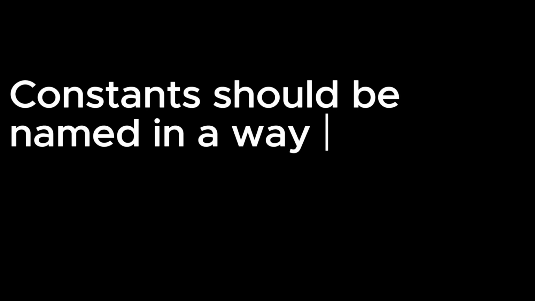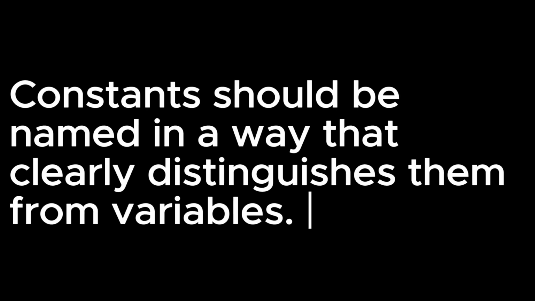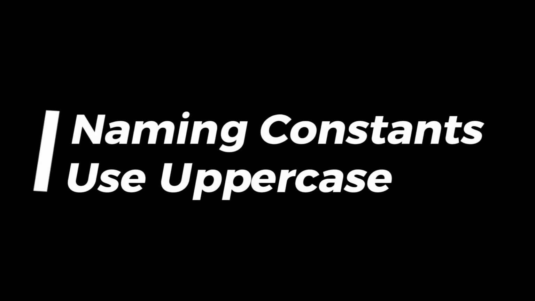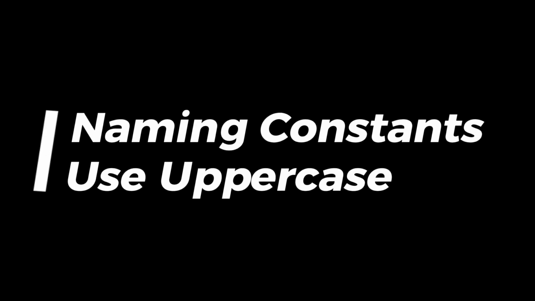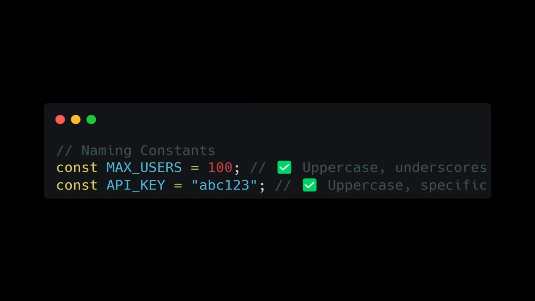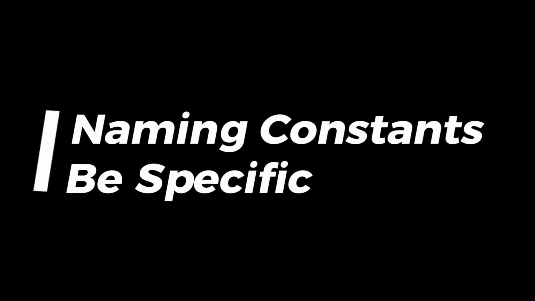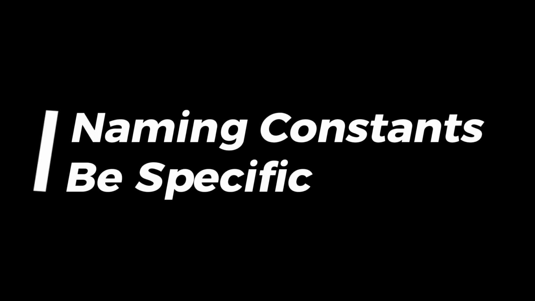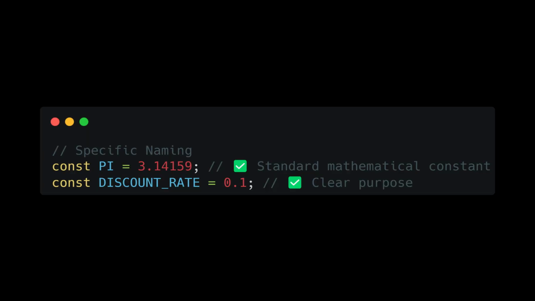Constants should be named in a way that clearly distinguishes them from variables. Constants are often written in uppercase with underscores separating words, like MAX_USERS or API_KEY. Make sure the name tells exactly what the constant is for. For example, pi is fine for the mathematical constant, but if it's a custom value, make it clear, like discount rate.